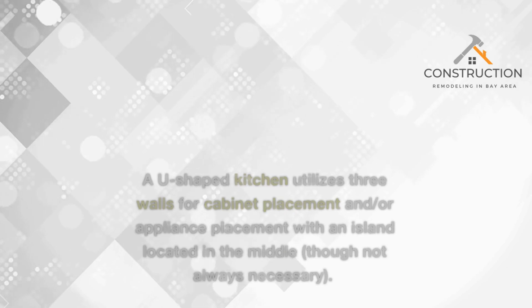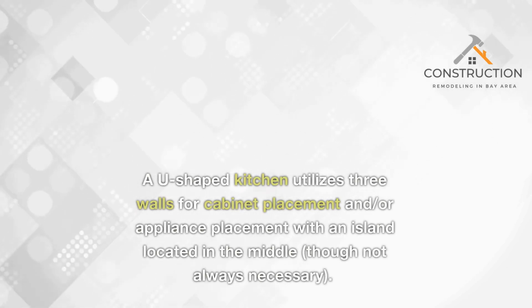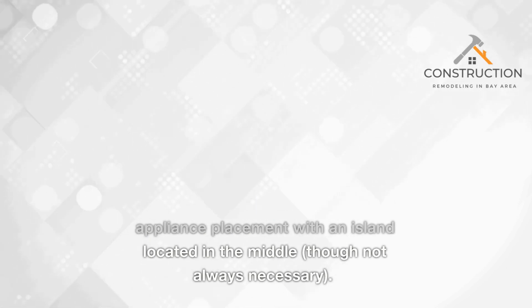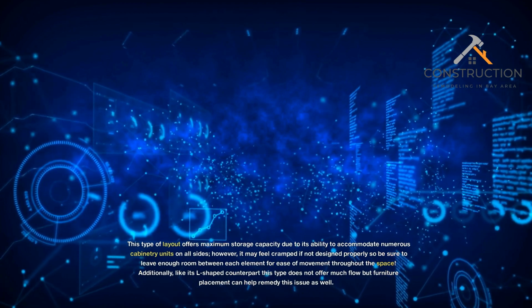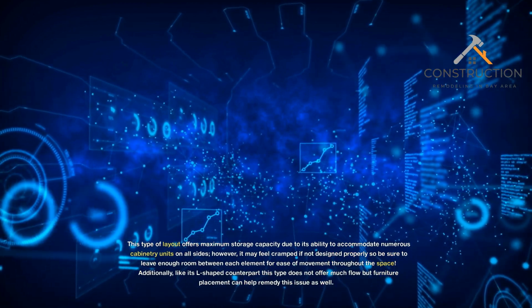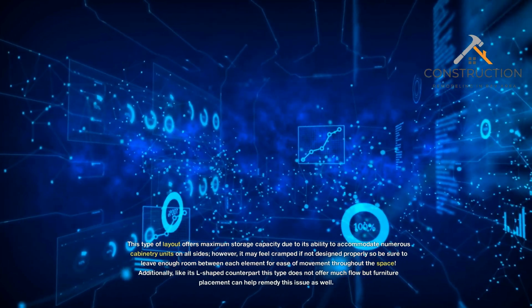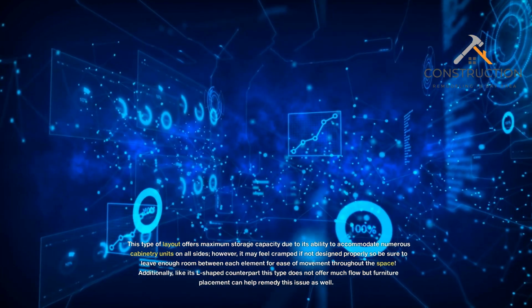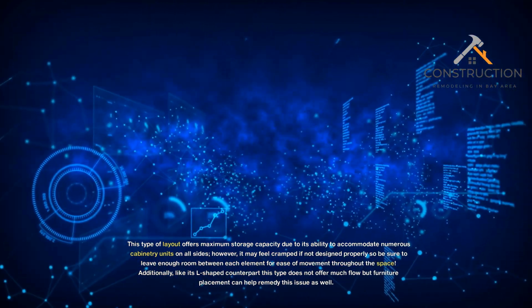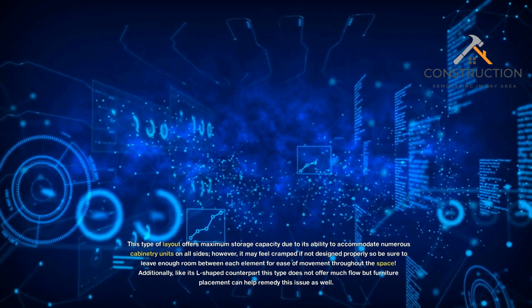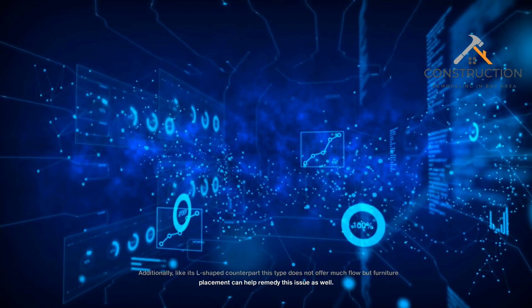U-shaped layout. A U-shaped kitchen utilizes 3 walls for cabinet placement and/or appliance placement with an island located in the middle, though not always necessary. This type of layout offers maximum storage capacity due to its ability to accommodate numerous cabinetry units on all sides. However, it may feel cramped if not designed properly, so be sure to leave enough room between each element for ease of movement throughout the space. Additionally, like its L-shaped counterpart, this type does not offer much flow, but furniture placement can help remedy this issue as well.